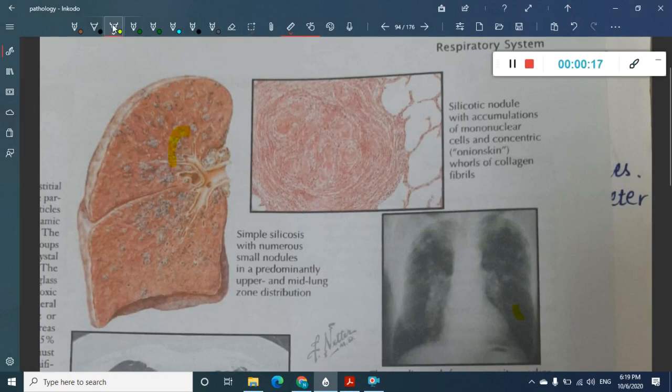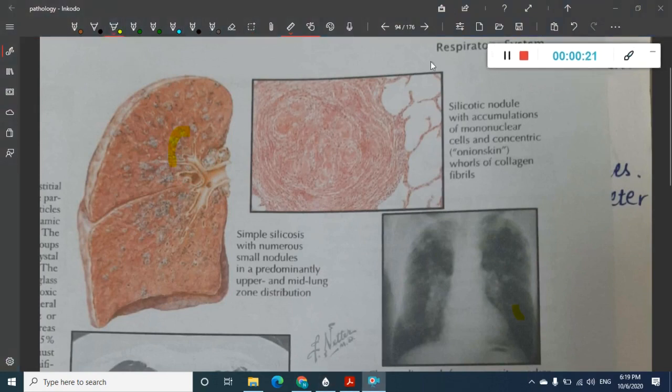First, these are the pictures which are taken from Netter's Atlas. The first pictures here are showing silicosis. In this silicosis you see many nodules. These are the silicosis nodules, which are simple silicosis with numerous small nodules.